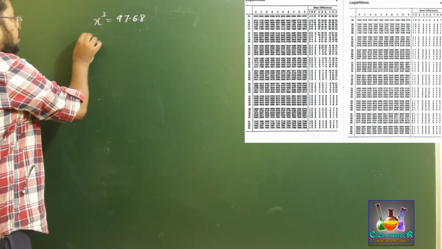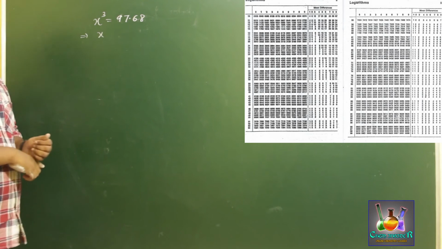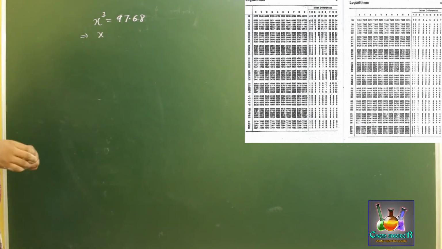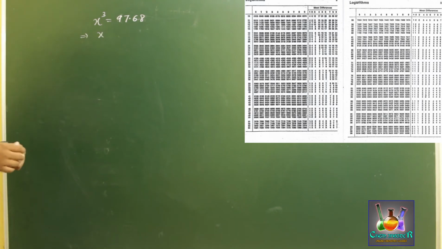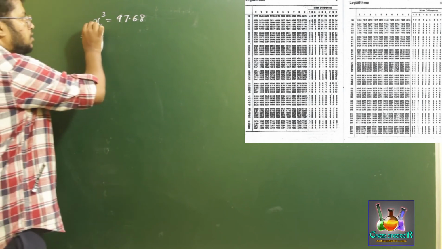This type of example will arise when you have to find the edge length, if all the other terms are given for the FCC lattice, or if you have to find the radius of the atom using the FCC lattice packing efficiency, etc. So now, if you know the value of x cube, you have to find the value of x.